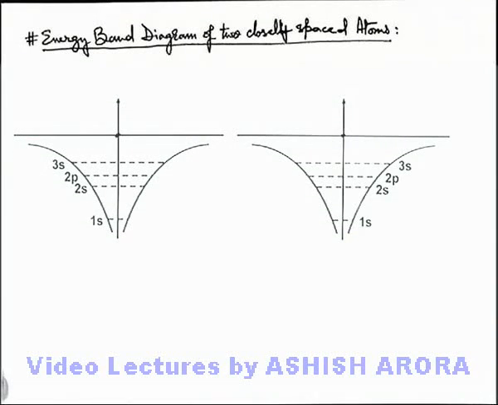Now let's see what happens when the two atoms are brought close to each other. Here you can see that when these atoms are getting close, after the separation decreases below a specific value, you can see that overlapping of orbitals between the two atoms starts, and as separation decreases, overlapping increases.